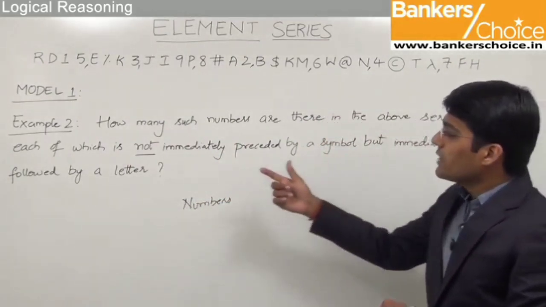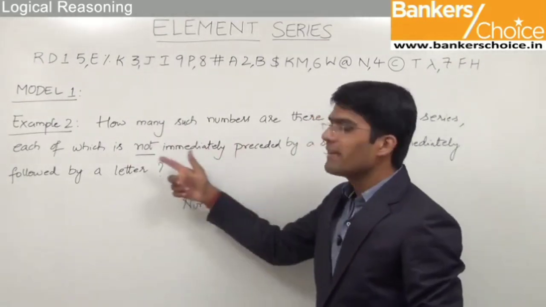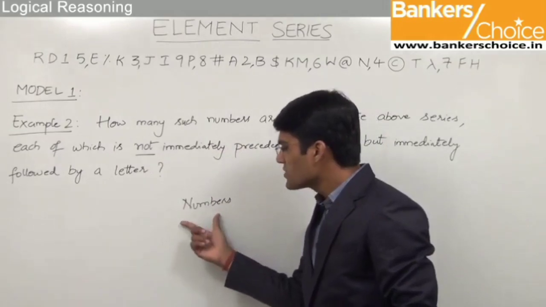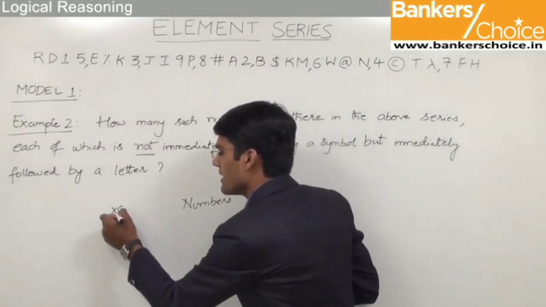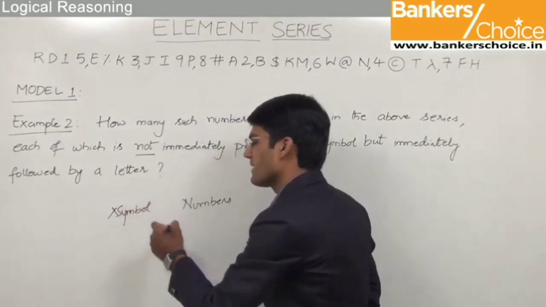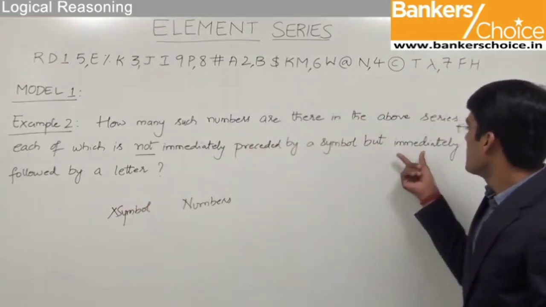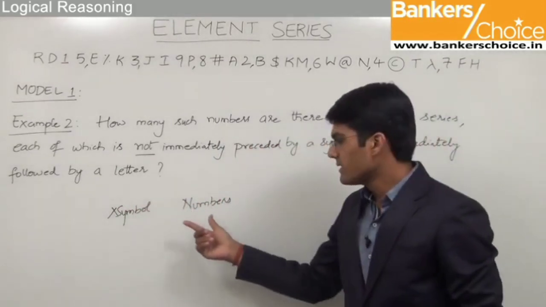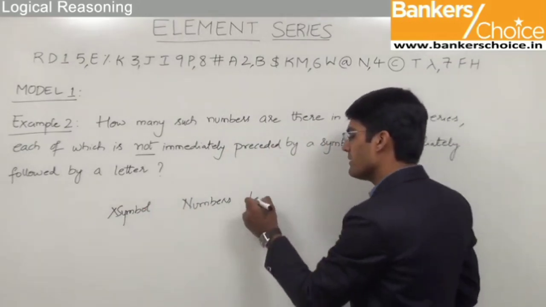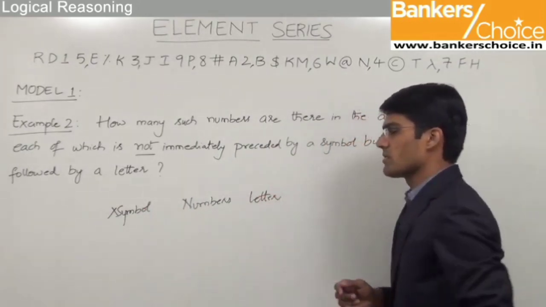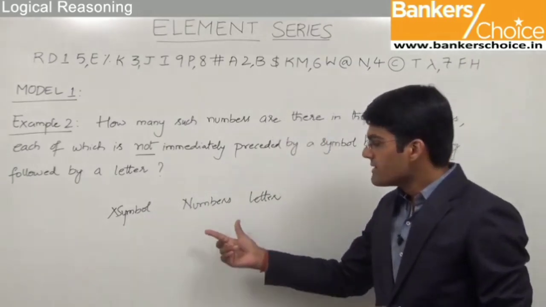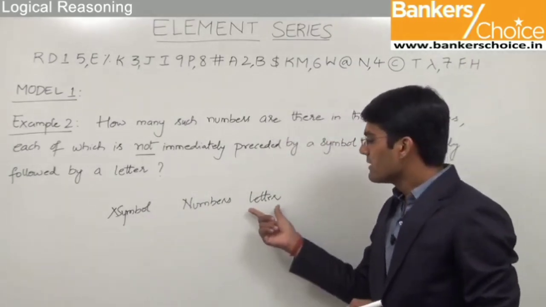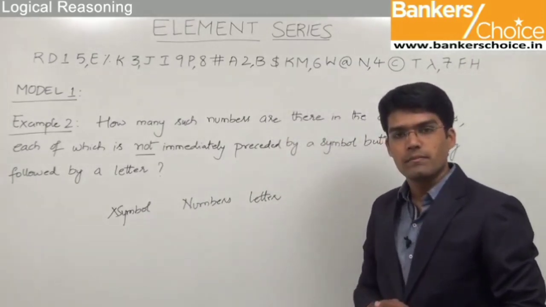which are not immediately preceded by a symbol. That means the number here should not be preceded by a symbol. That means symbol should not come in the first position, but it should be immediately followed by a letter. So the numbers should be followed by a letter. So the order now here is, the first position should not be a symbol, second position should be number, and the third position should be letter.